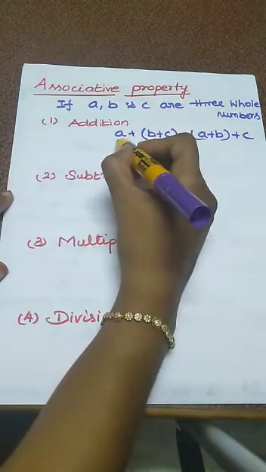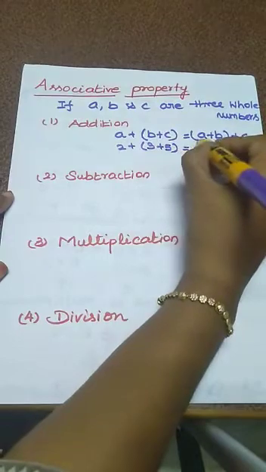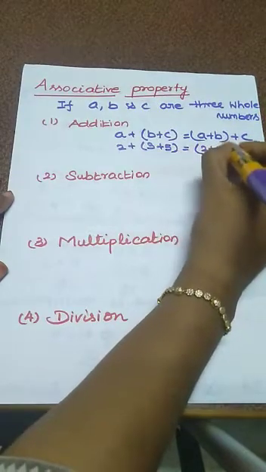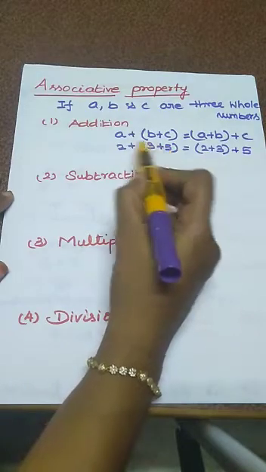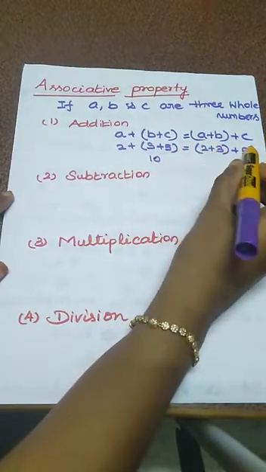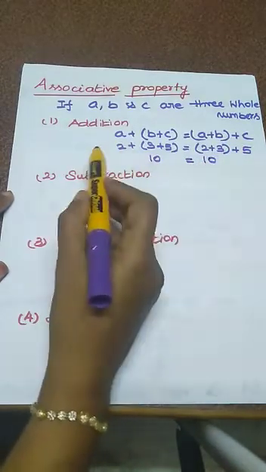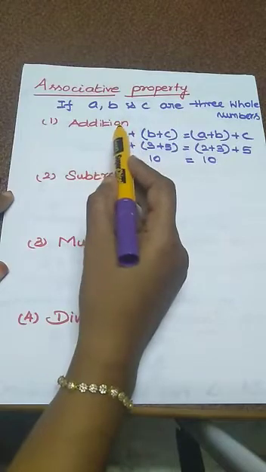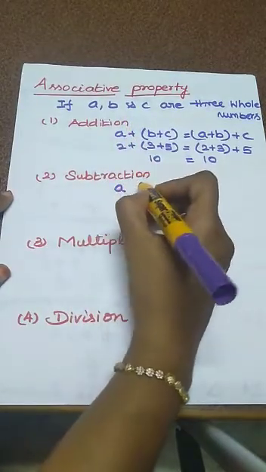Use some values: 2, 3, 5. Okay. Interchange the grouping in the RHS. 2 plus (3 plus 5). What is the answer? 3 plus 5 is 8. 8 plus 2 is 10. Here in the RHS, 2 plus 3 is 5. 5 plus 5 is 10. LHS is equal to RHS. So the associative property is true in addition, but it is not true in subtraction. How can we apply?